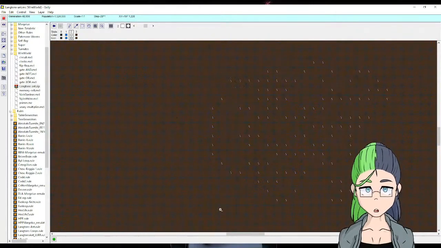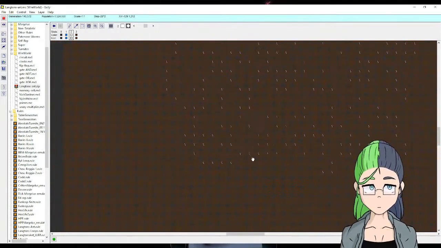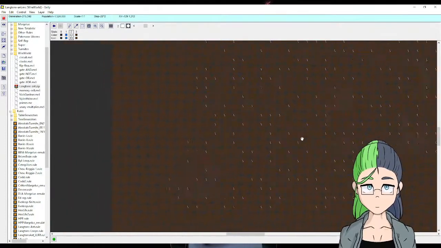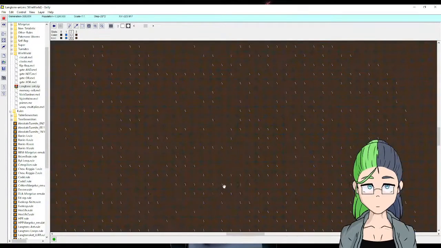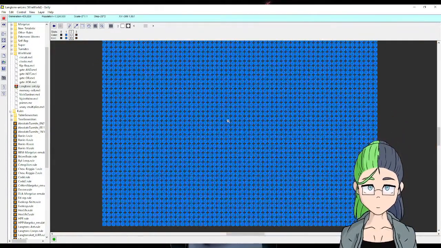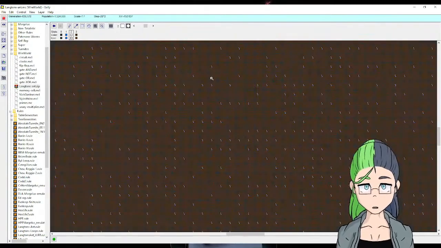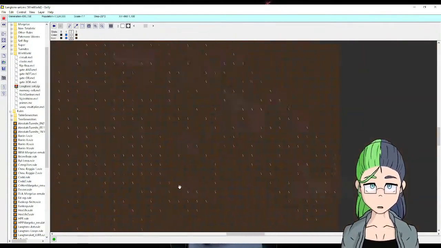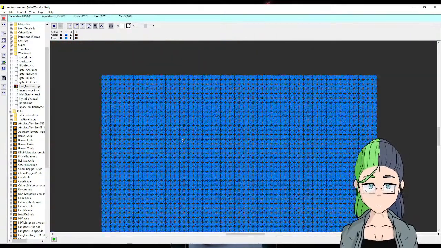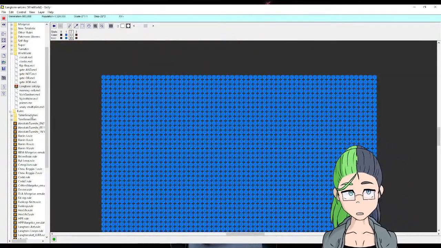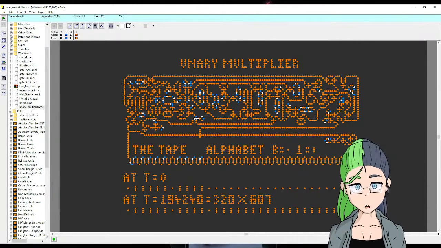So is it eventually going to create the highway? It should. If I scroll out too far, it doesn't show me anything, which is really frustrating. Did it create a highway? I think it did, right there. Boom. That is so interesting. You can create one cellular automaton within another cellular automaton.